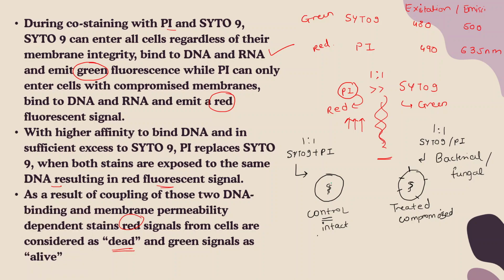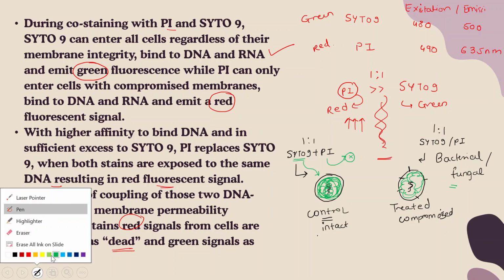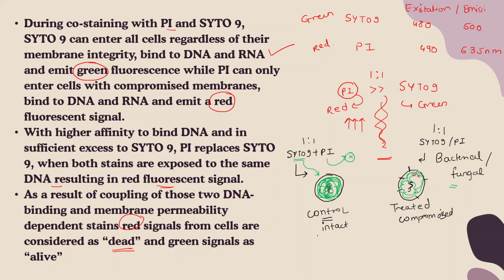In control's case, you will see that a green fluorescence is usually observed, because the cyto9 will be able to enter the cell, but PI will remain outside the cell. Whereas in treated cells, at cyto9 wavelength, you will see that a green emission is usually observed. And then at PI wavelength you will see that a red intensity is observed. At cyto9 wavelength green will be observed, at PI wavelength red will be observed.